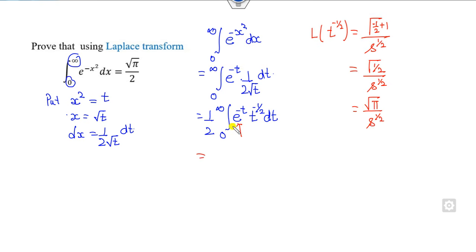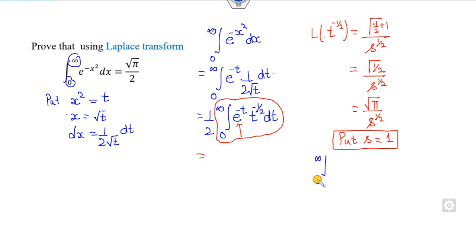So I can substitute here. What is the Laplace of this quantity? If I compare them, s is 1. So if I substitute 1, the left hand side becomes the integral from 0 to infinity of e to the power minus t, t to the power minus half. When I substitute 1, it is root pi. So this answer is root pi. So the final answer will be half root pi, the required answer of the problem.